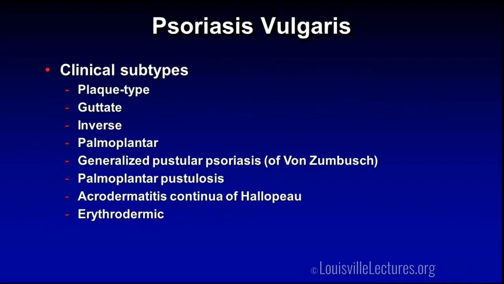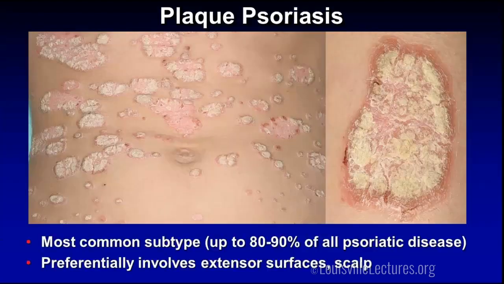What you may not know is that psoriasis is a heterogeneous disease. There are a number of different clinical subtypes of psoriasis, and each of those subtypes can be associated with skin lesions that have specific morphologies and that may affect different anatomic locations. It's important to be aware of the different subtypes in order to make an accurate diagnosis.